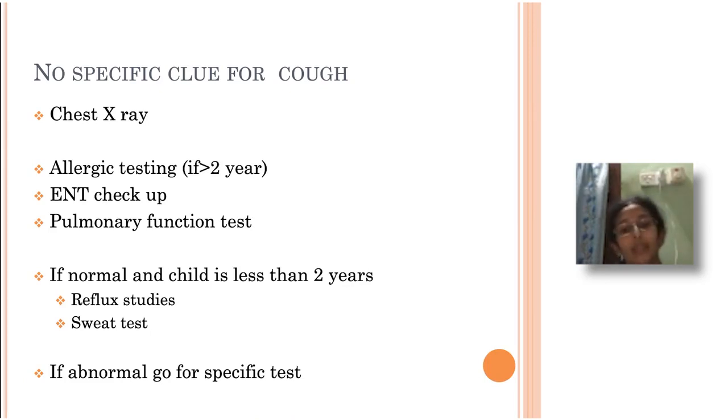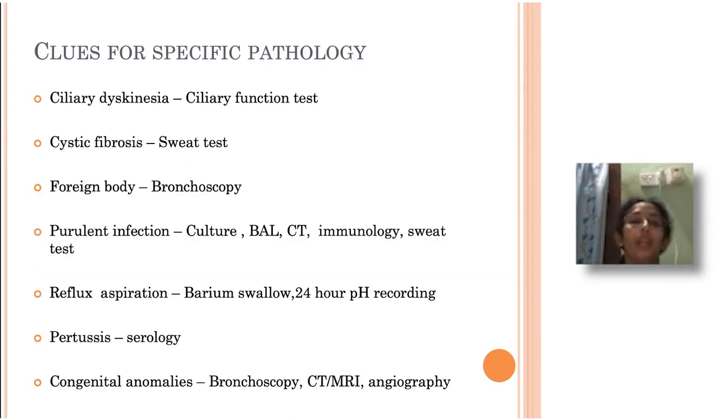If there are clues for a specific pathology, then we can go for a specific test. If we think about ciliary dyskinesia, we can do a ciliary function test. If we think about cystic fibrosis, go for a sweat test. If a foreign body is suspected, do bronchoscopy. And if the child is having purulent infection, we have to take sputum culture, bronchoalveolar lavage culture, CT, immunology, and the sweat test to diagnose bronchiectasis.